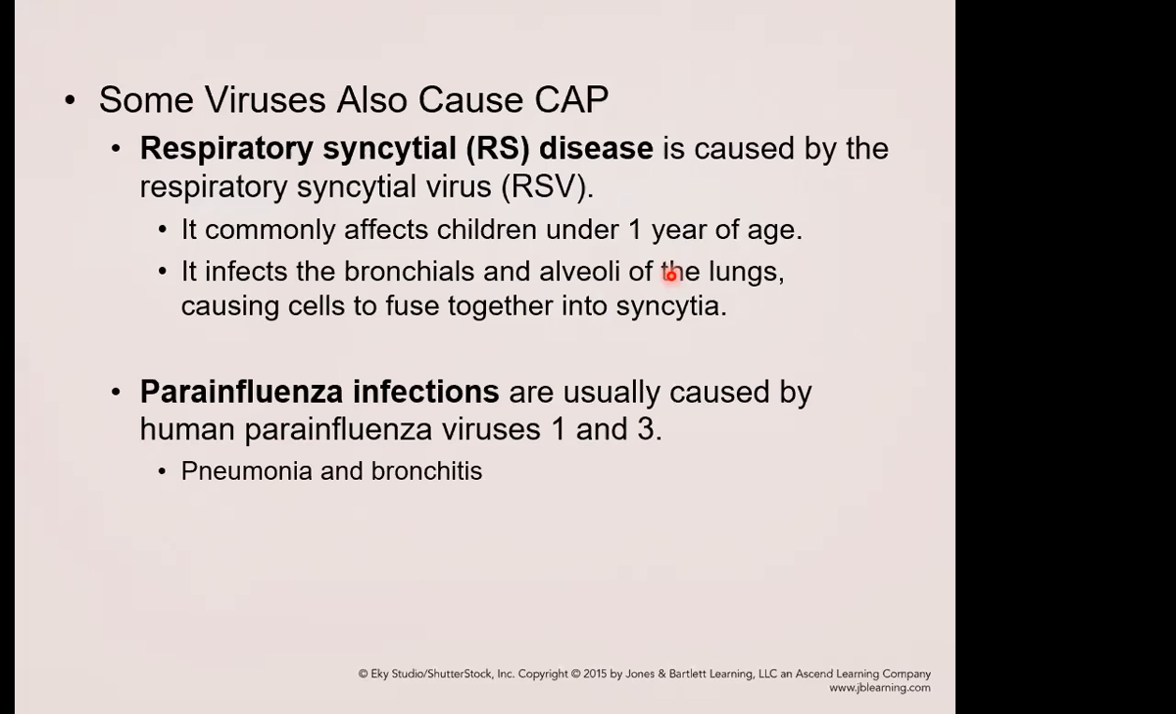And then we can have some parainfluenza infections. So this is going to be similar. Para is kind of like alongside, similar to influenza infection. So you can have some pneumonia, so fluid buildup in the lungs, and bronchitis. Where are the bronchi? Somebody remind me. In the lungs, they're going to branch off the trachea and go into the lungs. They're the tubes that enter the right and the left lung, the bronchi.